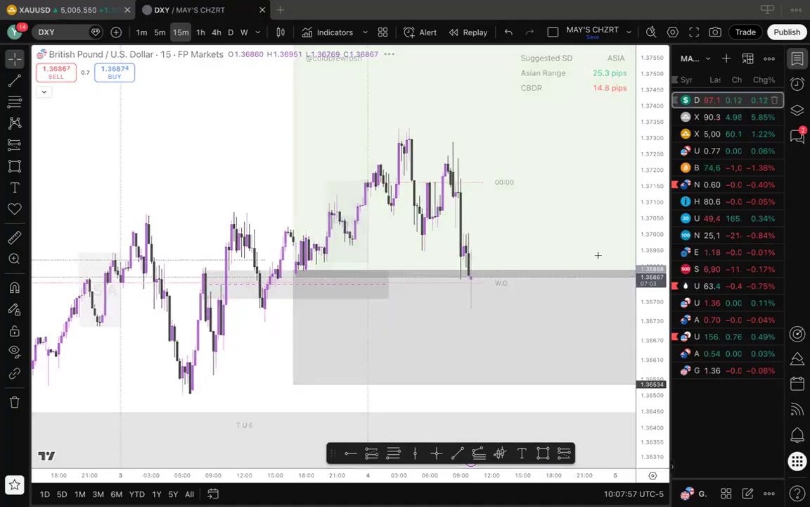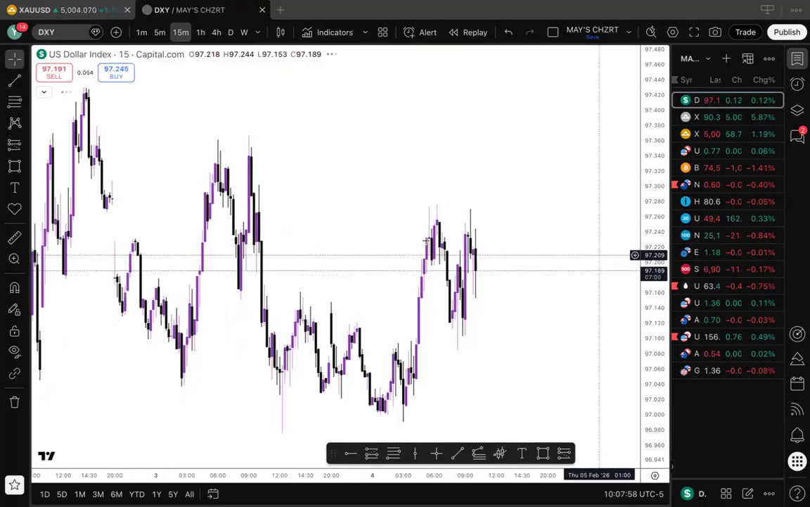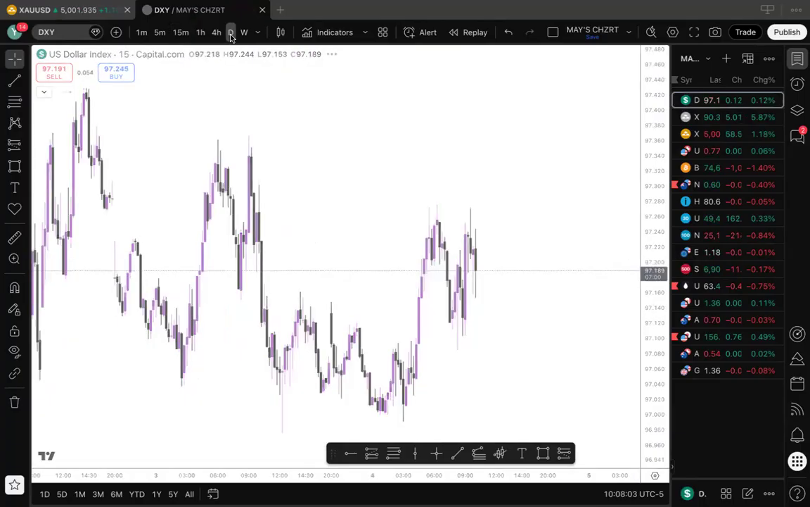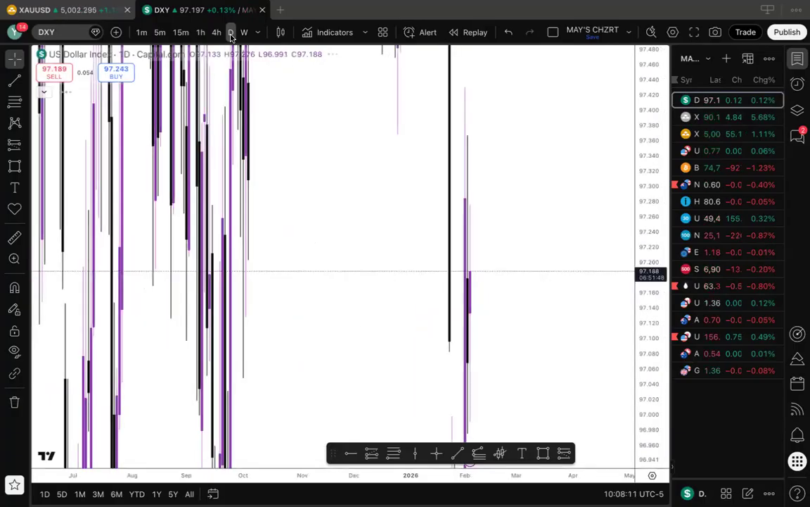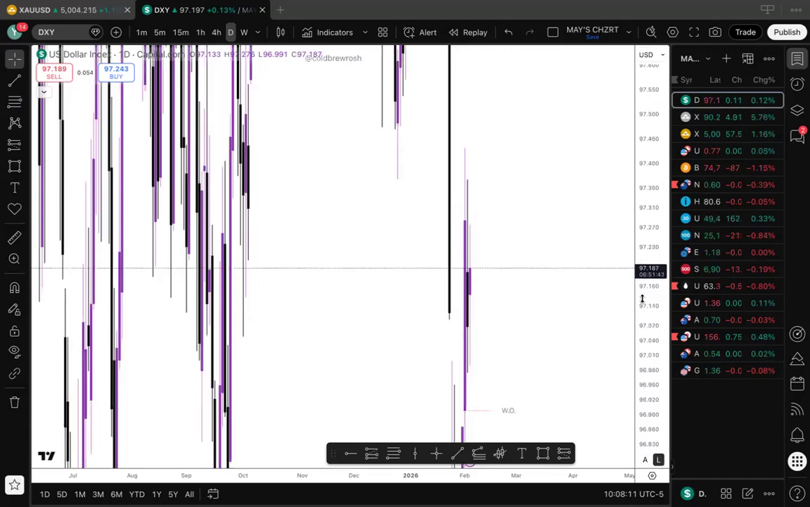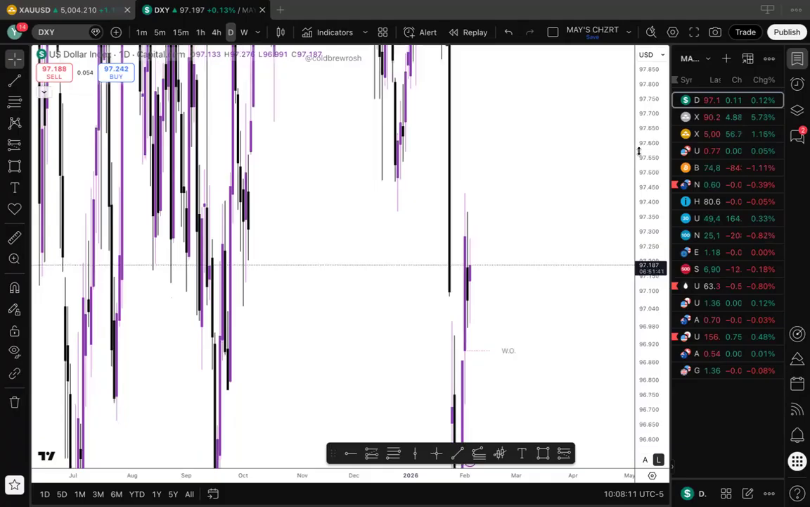Let's look at the dollar. There are a couple of things I wanted to talk about here. The fact that we don't have NFP again on Friday, right? And even though this week is supposed to be less volatile based on the things that happened last week, we can now expect some type of trades, right?